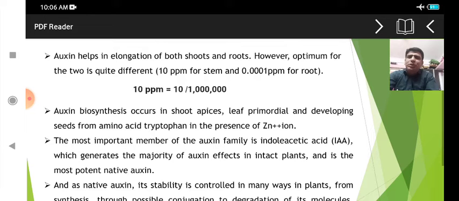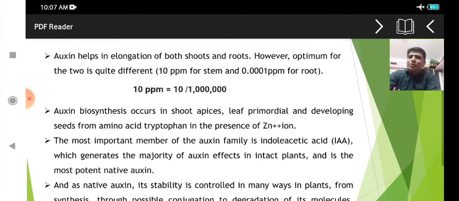So in case of shoot apices, these are the meristematic zone. In case of leaf primordia, these are the lateral zones, and from the seed. But in case of seed, there are some conditions. In case of amino acid, the tryptophan is responsible to synthesize the auxin. So that is called the zinc plus ion. In the presence of zinc plus ion, the tryptophan synthesizes the auxin in the developing seed.